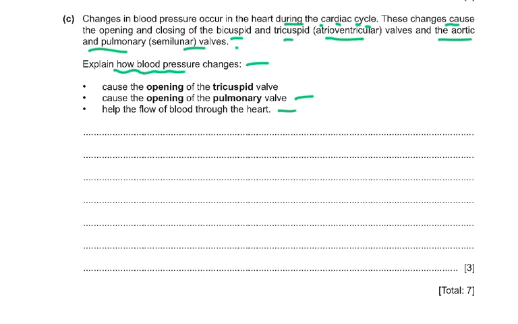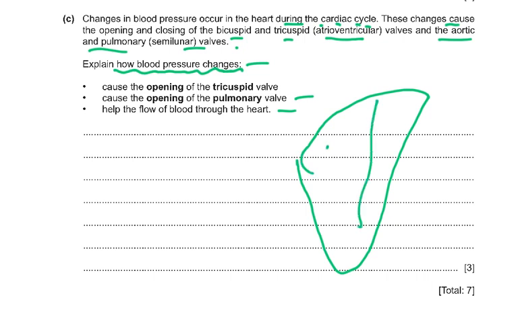So everything is about how the blood pressure changes cause the opening of the tricuspid valve. You've got to be talking about all these in that context. If you look at them separately, for the opening of the tricuspid valve, pressure in the right ventricle becomes lower than the pressure in the right atrium. Why would the tricuspid valve open? You've got to understand that the tricuspid valve is between the right atrium and the right ventricle.